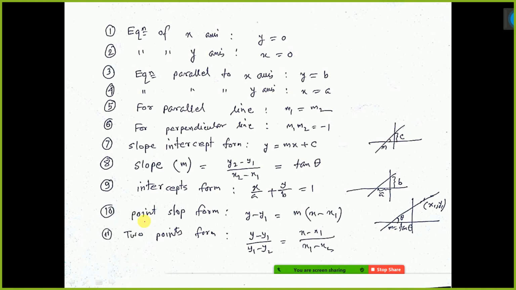Then if intercepts form, how is it? See, this is the intercept. That means this is the x-intercept A and this is the y-intercept B. Then the equation will be x by A plus y by B is equal to 1. If A is given and B is given, we will put them here and we will get the equation of the straight line.